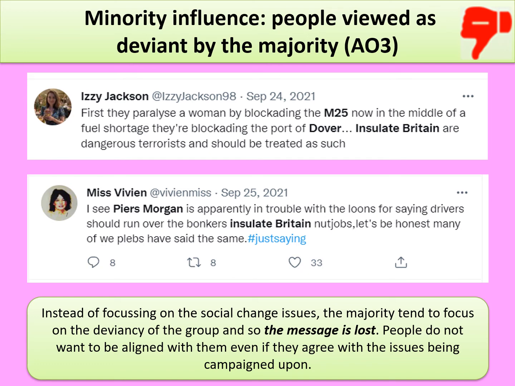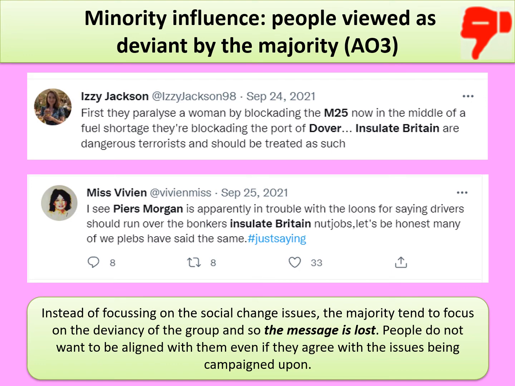So I was looking through tweets to do with Insulate Britain, and I found celebrities and regular people who are absolutely slating the members of Insulate Britain. The first one you can see on the screen refers to people in Insulate Britain as dangerous terrorists, and they should be treated as such. So you would never want to align yourself with terrorists, and so the message has been lost.